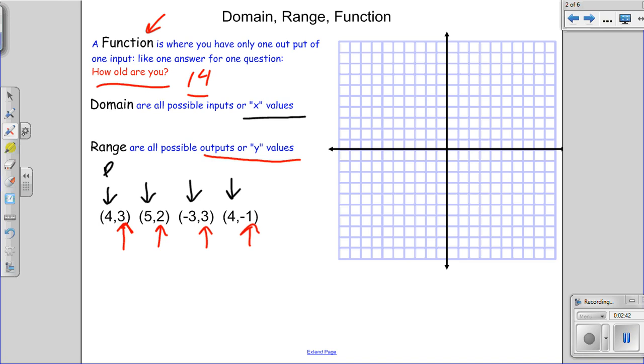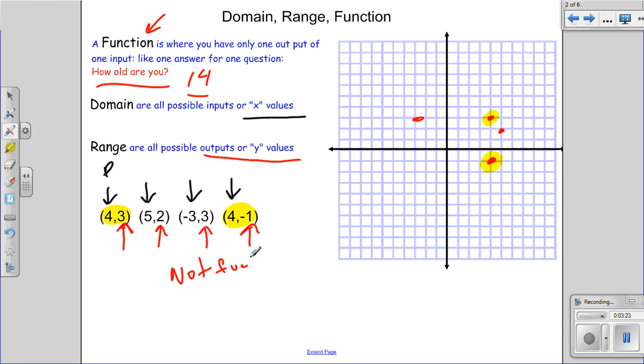All right, let's go ahead and plot these points and see where they're at. (4, 3), (5, 2), (-3, 3), (4, 1), and (4, -1). Now notice what I see here. If I plug in 4, we get out a 3. If I plug in 4, we get out a -1. We can't have two answers at positive 4. If I evaluate x equals 4, what do I get? You get two answers. So this means it's not a function.